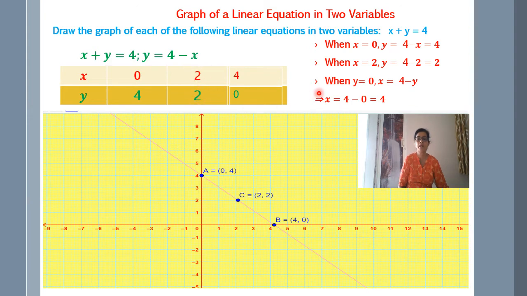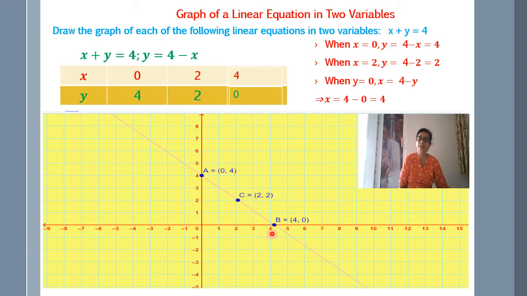Now the next part is we have to plot the three pairs of coordinates on the graph. As you can see, point A is represented by the first pair of coordinates 0, 4. Point C is represented by the second pair of coordinates 2, 2. And point B is represented by the third pair of coordinates 4, 0.